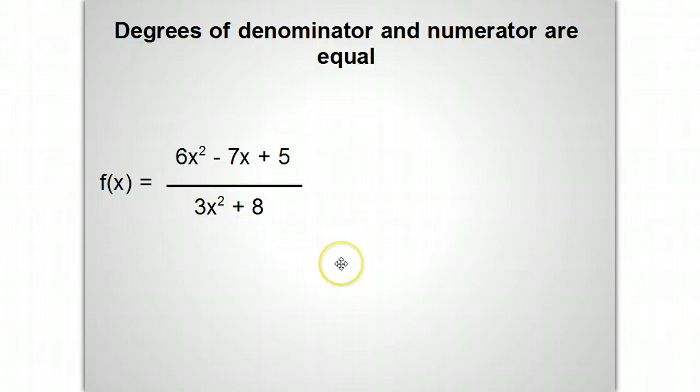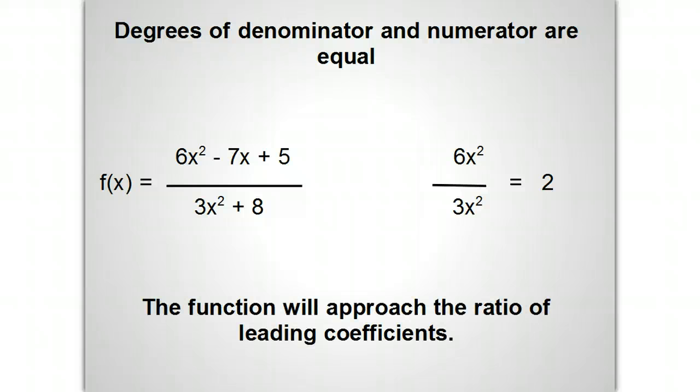So if we look at the ratio of 6x squared and 3x squared, we get this, which is equal to 2. And because of that, our function is approaching the ratio of the leading coefficients. Notice the leading coefficients, when they're the same degree, are the ratio of 6 to 3, or 2. So we would have a horizontal asymptote at y equals 2.